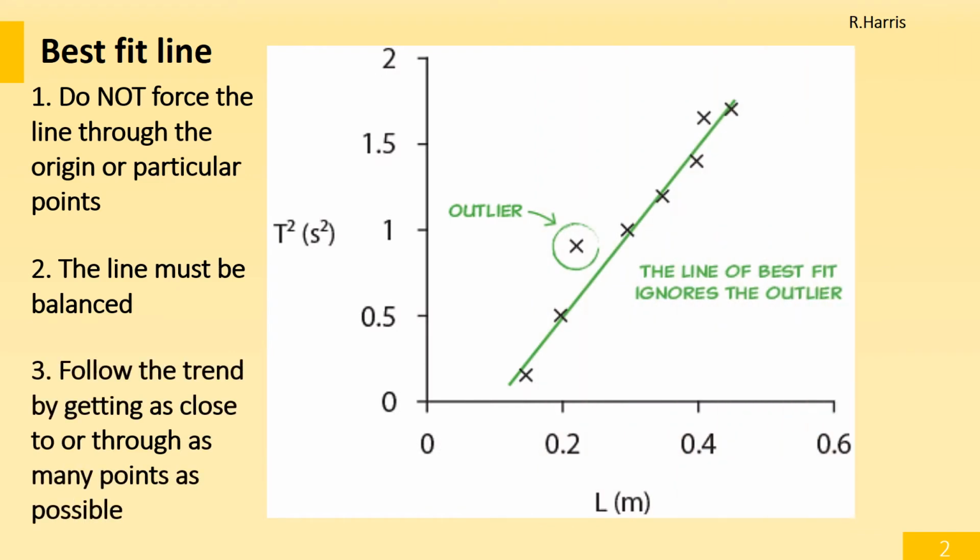Third, the line of best fit must reflect the trend of the majority of the points. For this graph, the green line was close to most of the points with only one outlier that does not follow the majority of the points. So the aim is to get as close to or through as many points as possible.